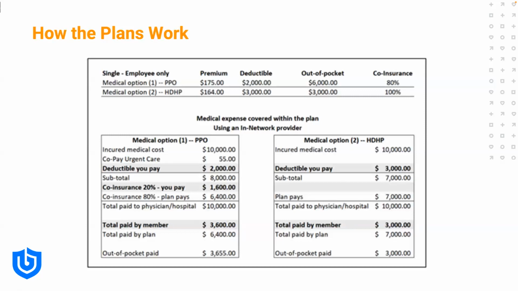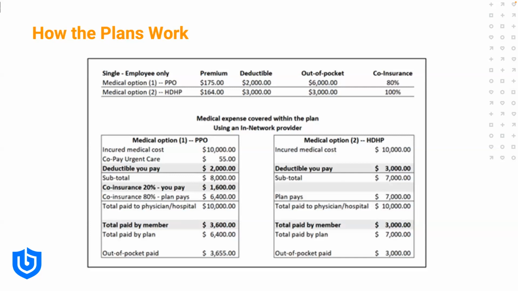So the member is going to be responsible for 20% of that balance, which is $1,600, and the insurance carrier pays the remaining 80%, which is $6,400. All that together, the member has paid $3,600 towards their out-of-pocket maximum of $6,000 plus the urgent care copay of $55.